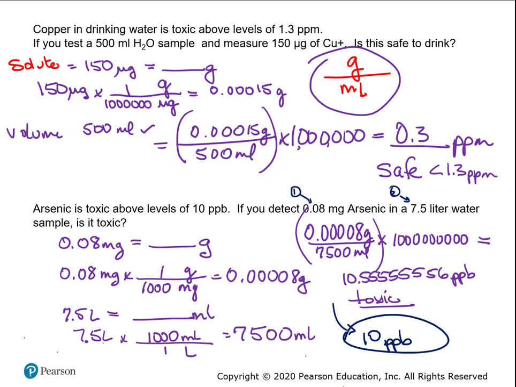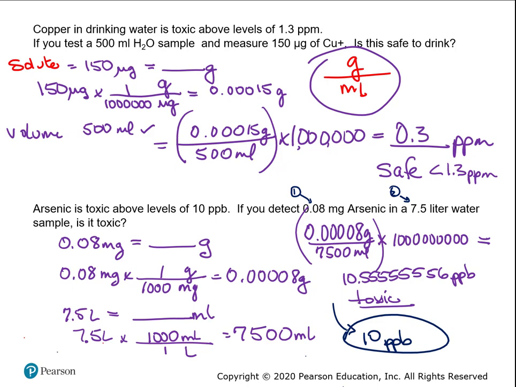And so according to this, arsenic is toxic above levels of 10. But if I rounded it, it looks like it's at 10. Anything over 10, even though it's 0.5555 that gets rounded off, I would still call that toxic. I wouldn't want to drink it. So don't round it if you're doing a comparison to a standard number. But if I asked you what is the parts per billion with significant figures, you would actually end up rounding this one to 10.